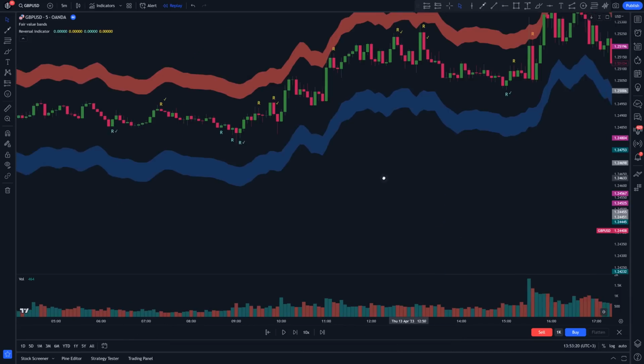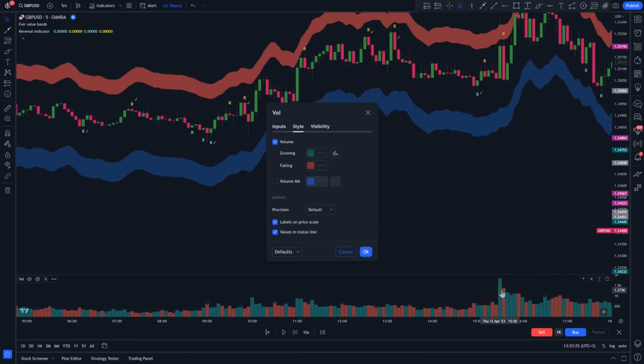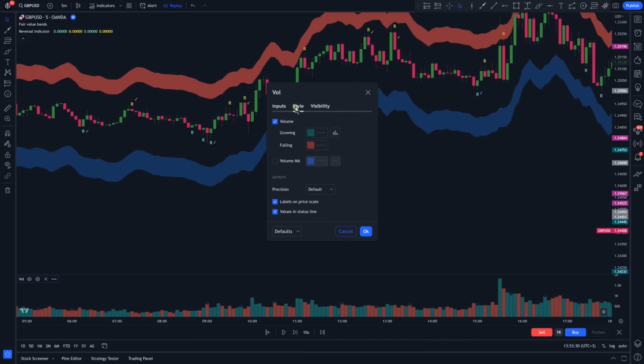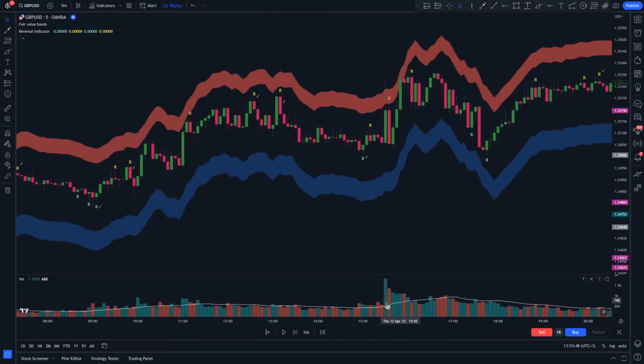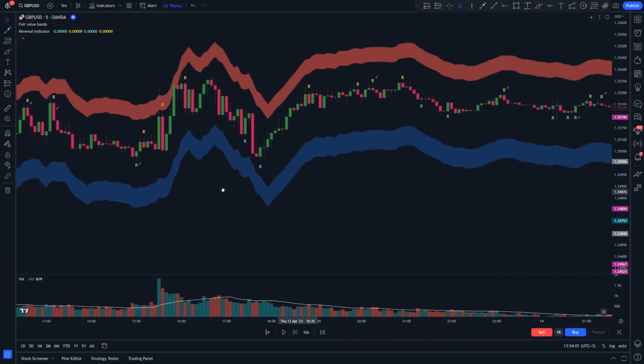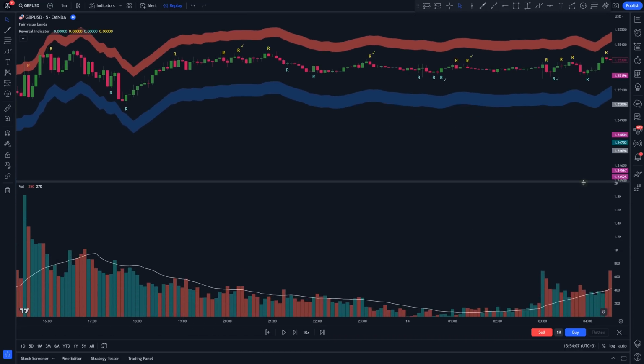Back to the video. Double-click on the volume indicator to access the settings, and on the Style tab, activate the Volume MA option, then change its color to white. Every time these volume bars are above this white moving average, that indicates the presence of enough volume in the market, so we will be looking to take trades. But when the volume bars are below this moving average, that would mean that there isn't enough volume in the market, and so we will not take any trades.